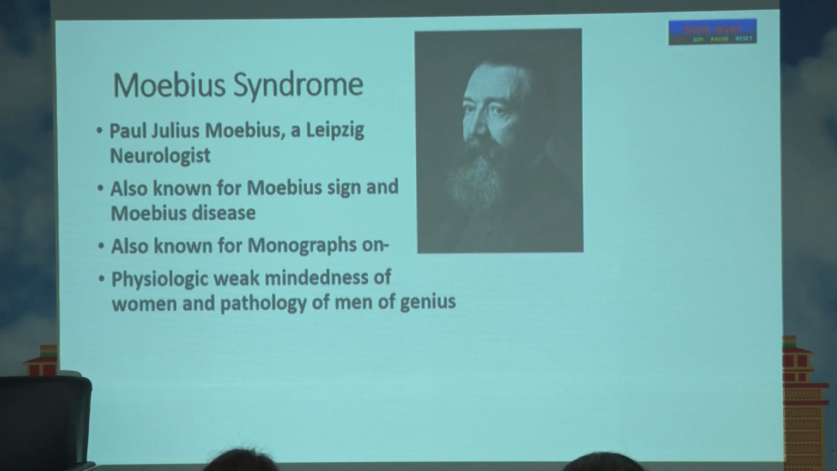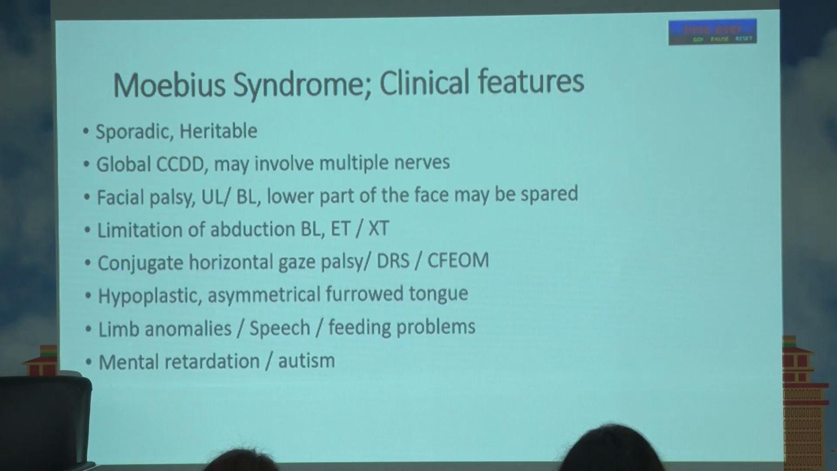This is a gentleman, as we're talking about Paul Julius Möbius, a Leipzig neurologist, also known for Möbius sign and Möbius disease, who wrote interesting monographs on the physiologic weak-mindedness of women and the pathology of men of genius, which were interesting monographs at this time. We will not go into the detail of Möbius syndrome.